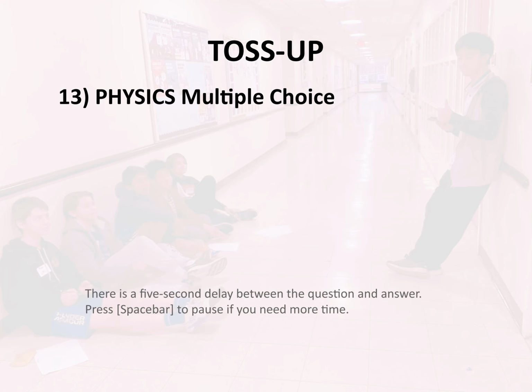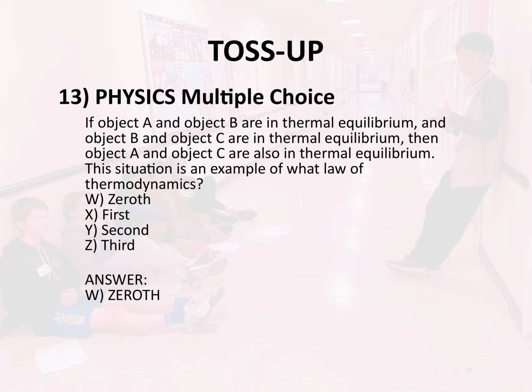Toss-up 13. Physics. Multiple choice. If object A and object B are in thermal equilibrium, and object B and object C are in thermal equilibrium, then object A and object C are also in thermal equilibrium. This situation is an example of what law of thermodynamics? W. Zeroth. X. First. Y. Second. Z. Third. Answer. W. Zeroth.